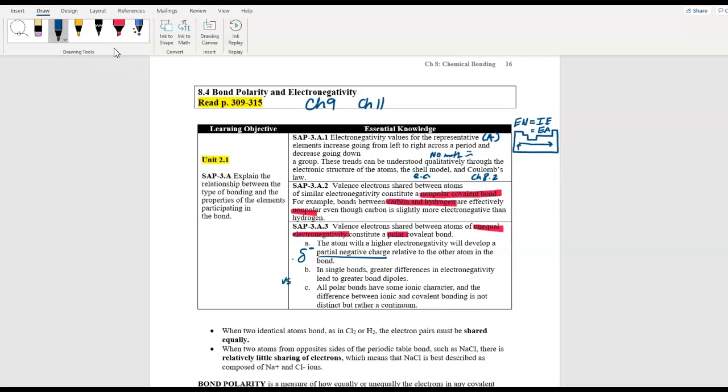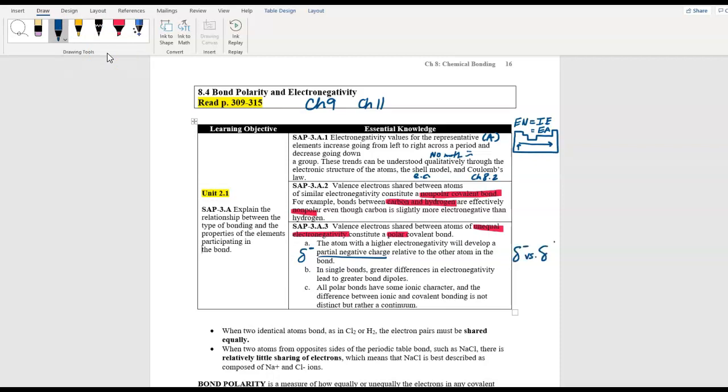So partial negative versus partial positive. This is what happens when there's an unequal distribution of electrons. In a single bond, greater differences in electronegativity lead to what's called a bond dipole. Another key thing is coming in this.